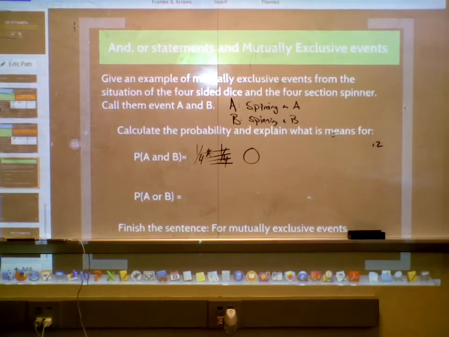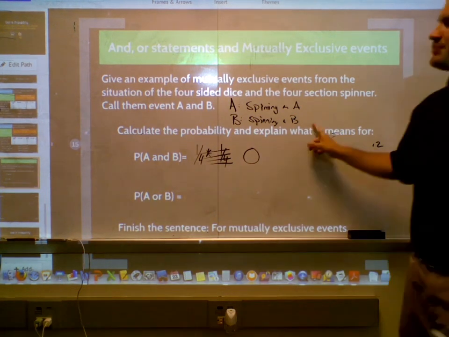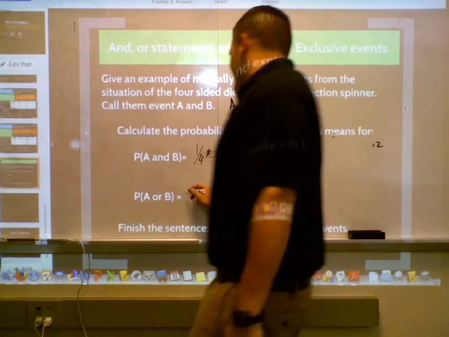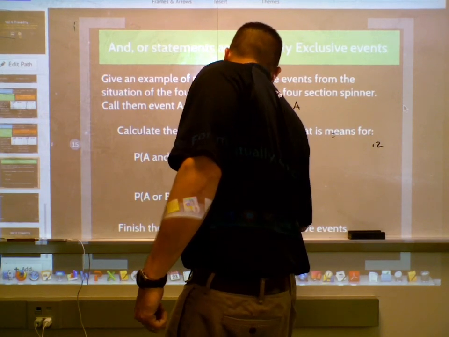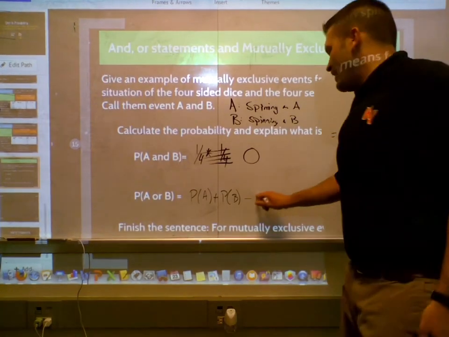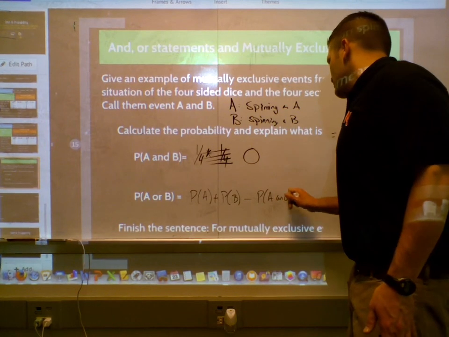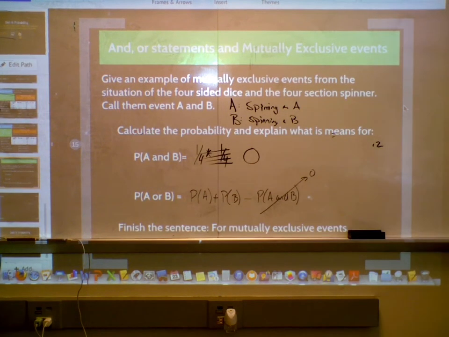Probability of A or B. 1/4 plus 1/4 minus 0, right? So since A and B are mutually exclusive, the probability of A or B is just the probability of A plus the probability of B. Because they're mutually exclusive. We can write the and statement on there if you want, but we know this will be 0 because they're mutually exclusive. Does that make sense? So for this case, it'll be 1/4 plus 1/4, which is 2/4 or 1/2.